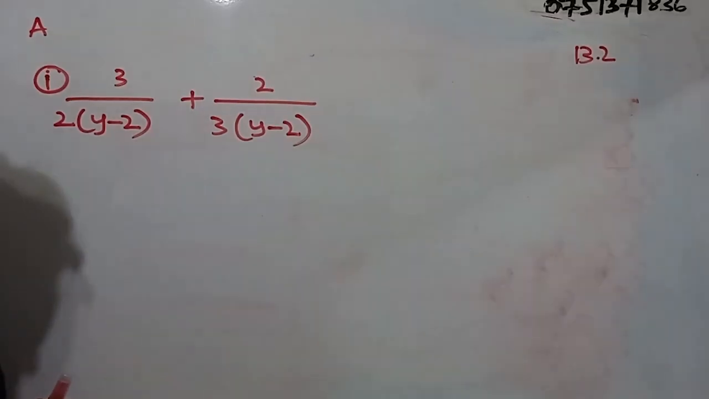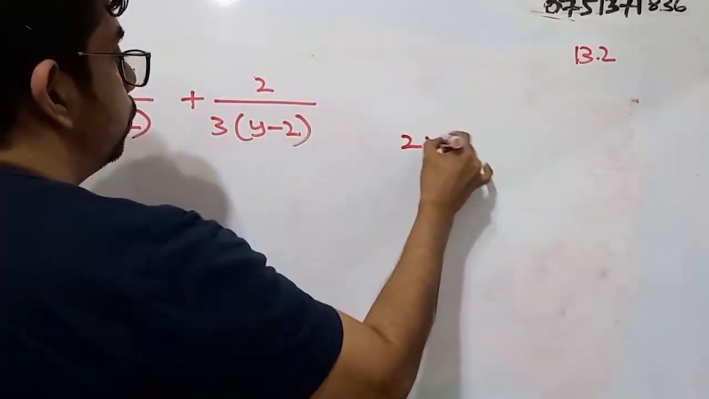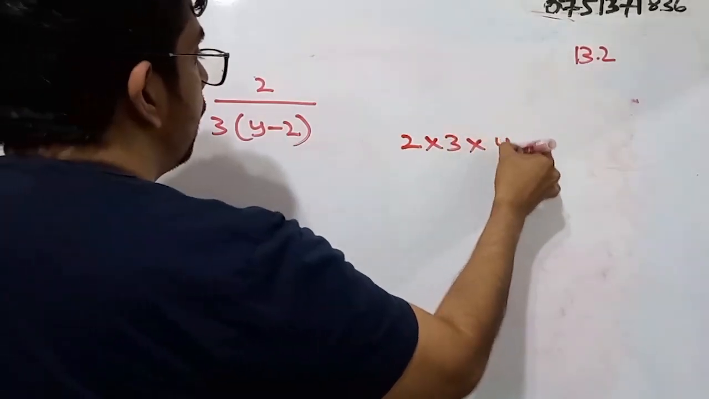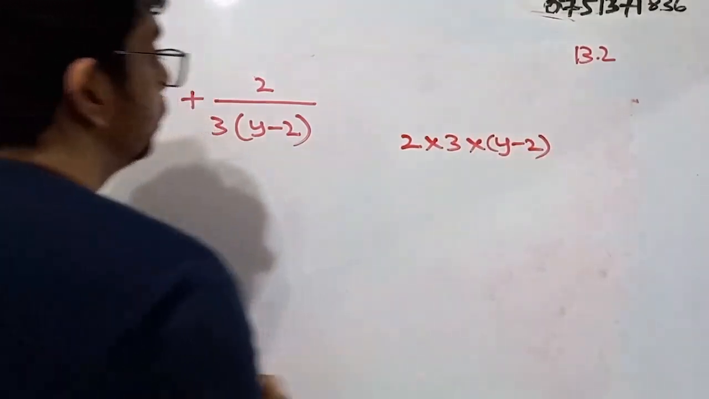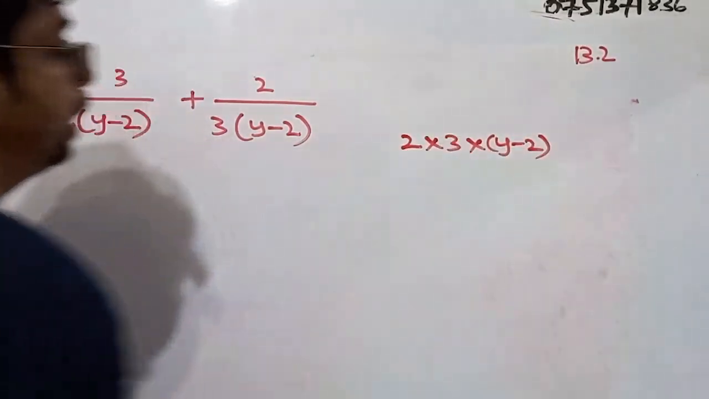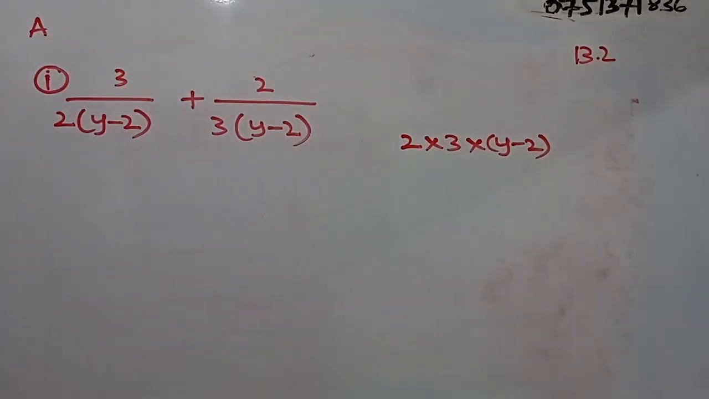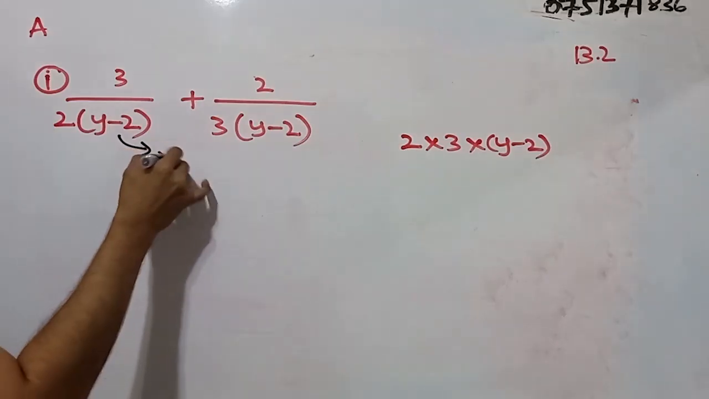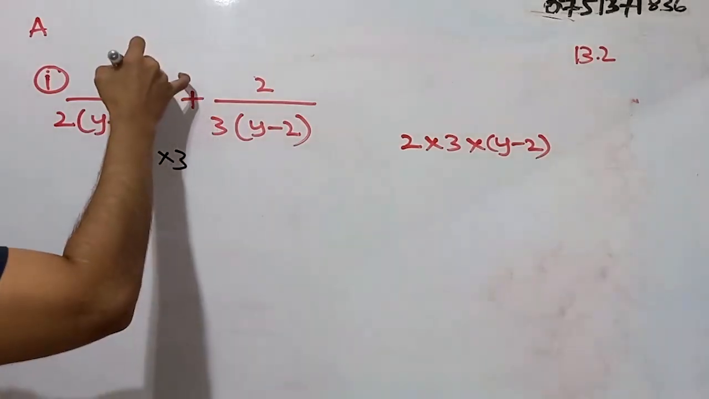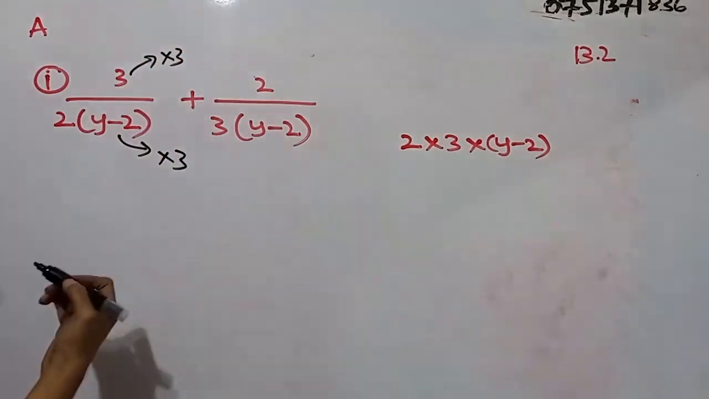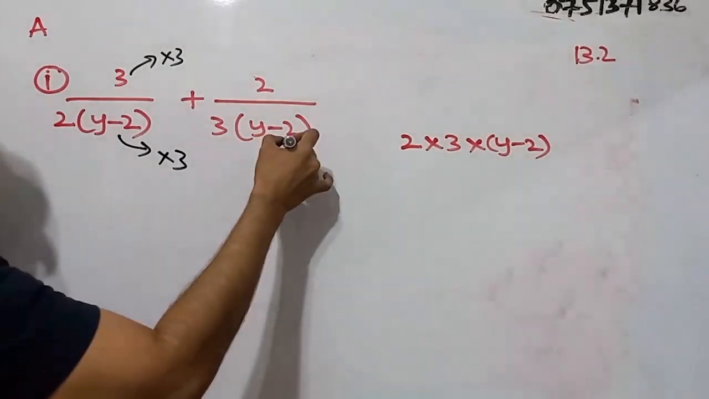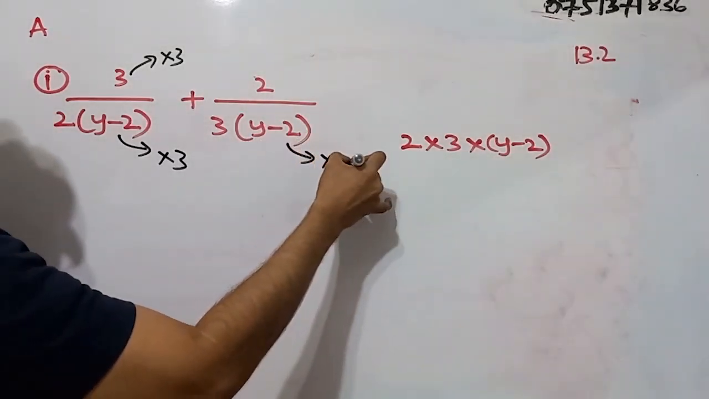Okay. So here, what should be the least common multiple? We have a 2, we have a 3, then we have y minus 2. Right? So this should be the least common multiple. Right? So that means this denominator we need to multiply by 3. So this numerator must be multiplied by 3 as well. Right? So here this denominator must be multiplied by 2.